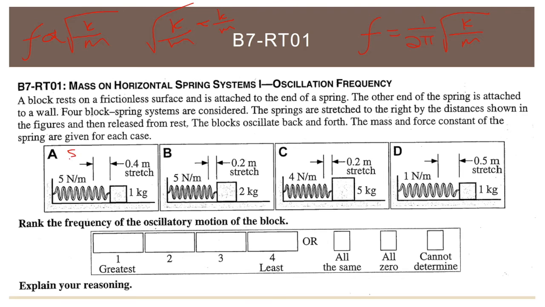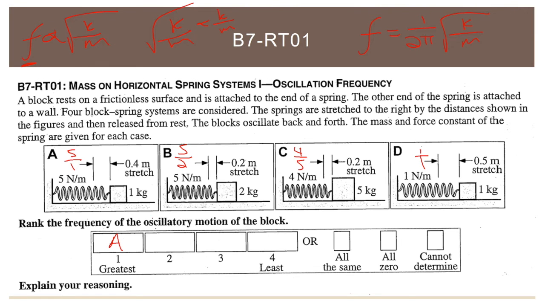So if you look at A, you got a 5-to-1 ratio of spring constant to mass. For B, 5-to-2. For C, 4-to-5. And for D, 1-to-1. And whichever ones have a bigger ratio of k to m, you're going to have a bigger square root of k to m, which means you're going to have a bigger frequency.